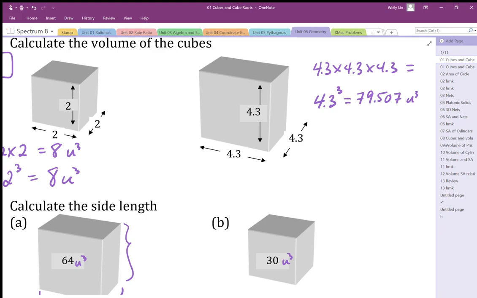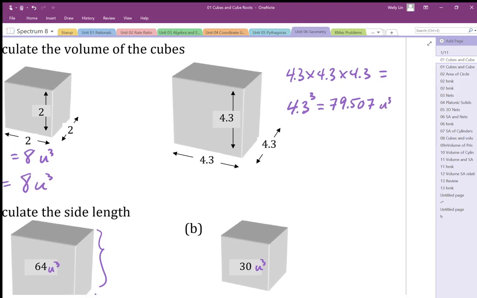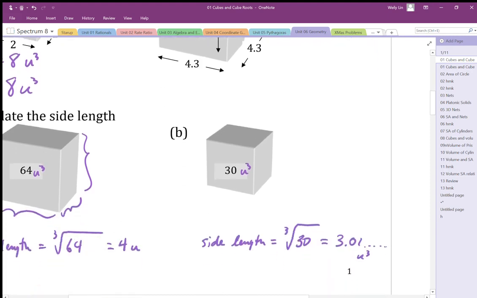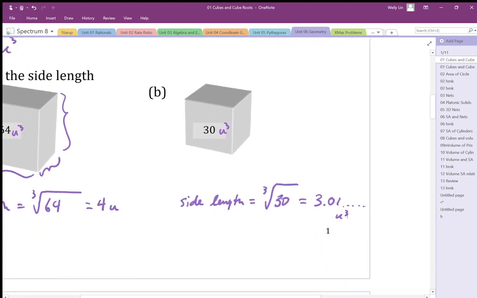Okay, so I've carried on from the last question there. If we worked out the cube of 4.3, it should be 79.507 cubes, units cubed. So that's how many cubes would fit into that space. So for the 30 cubes here, when we cube root it, the side lengths of each of the length, width, and height should be about 3.01 dot dot dot.